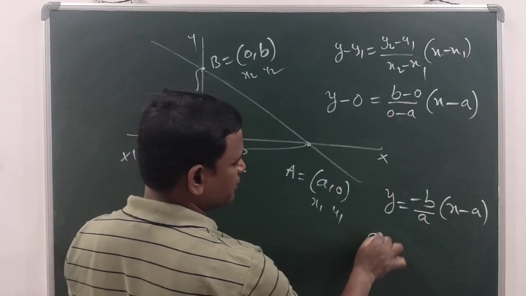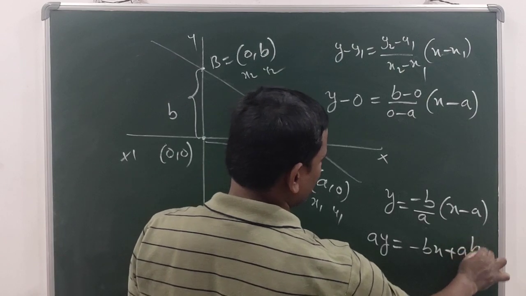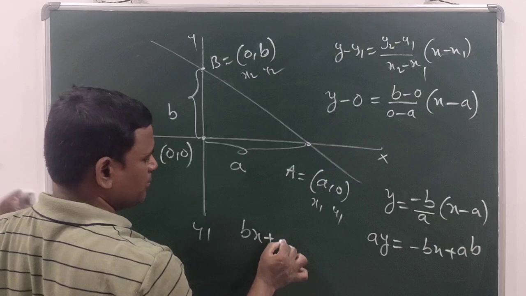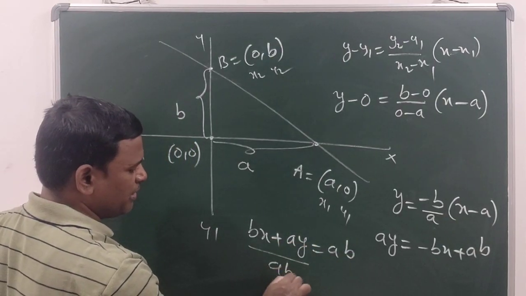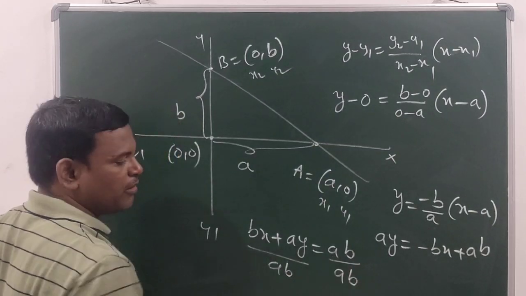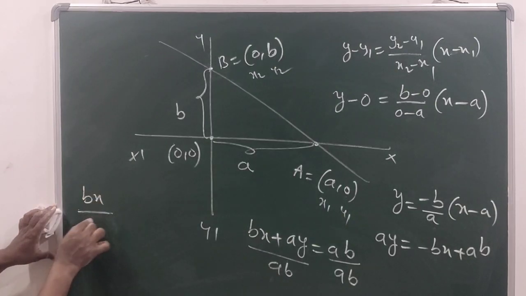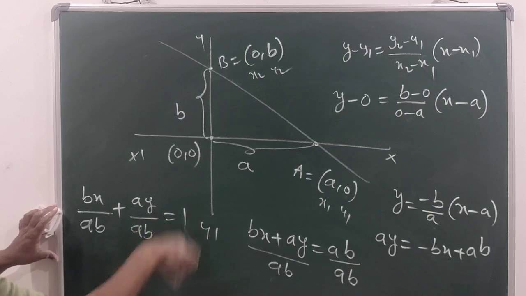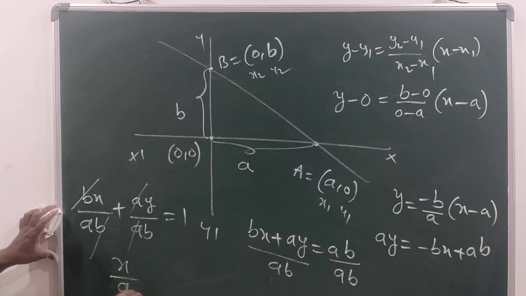Now bring a to the left side. Ay is equal to minus bx plus ab. Now transfer bx to the left side so that you get bx plus ay equal to ab. Now divide both sides by ab. Now bx by ab plus ay by ab is equal to 1. Now b cancels, a cancels. Now what is left? X by a plus y by b equal to 1.